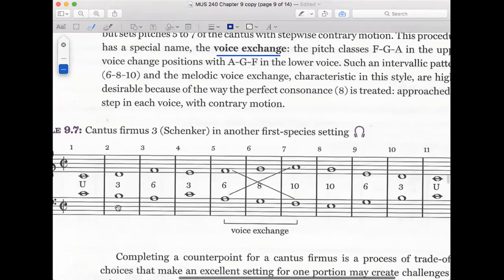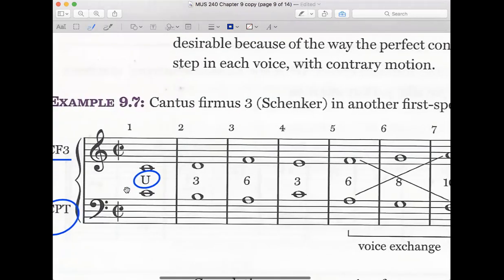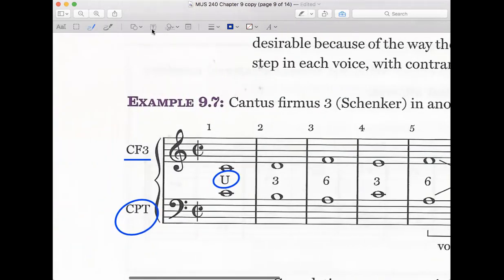Okay, so it's that same cantus firmus we were dealing with, and let's say you hadn't written your counterpoint yet, and you're trying to come up with a nice, smooth, flowing, beautiful line. You want to start on your unison. You don't have to start in unison, by the way. Do you remember the different ways to begin?